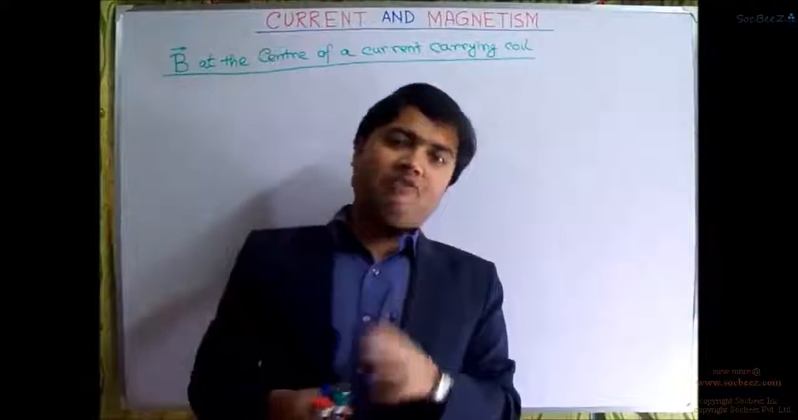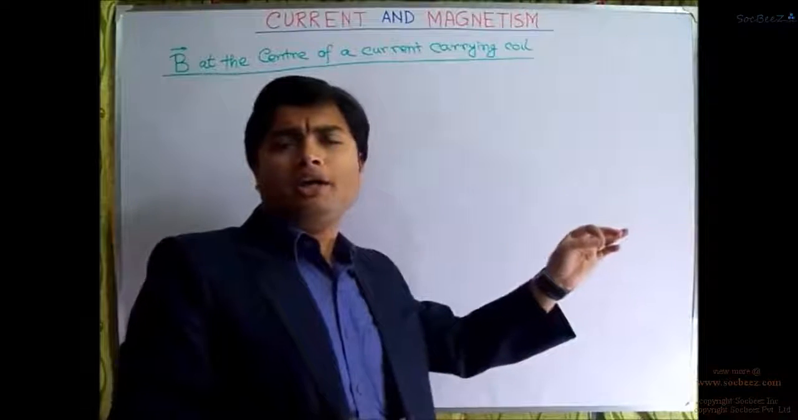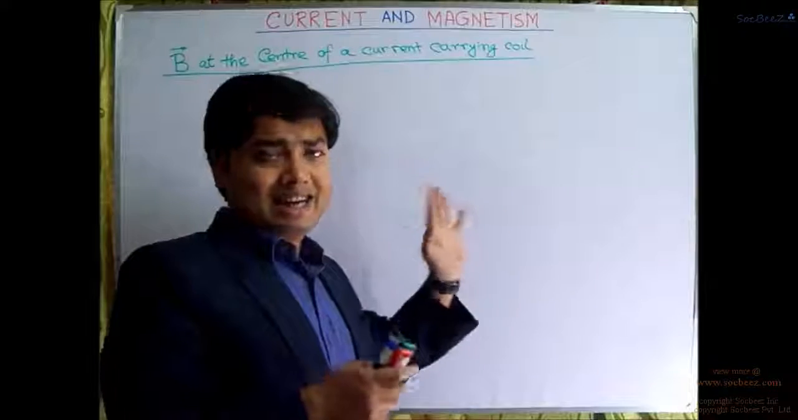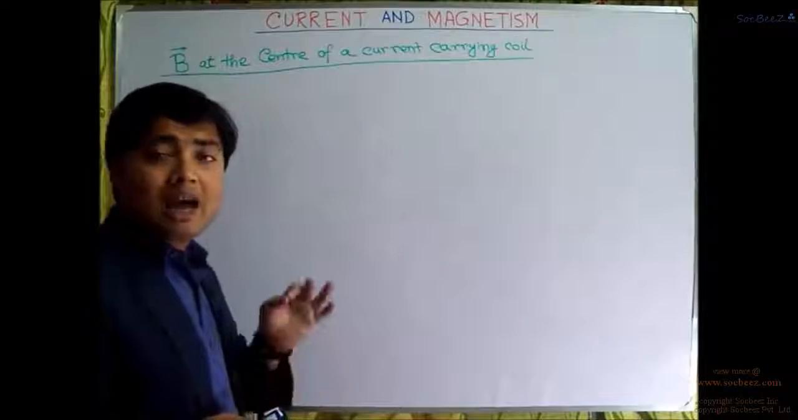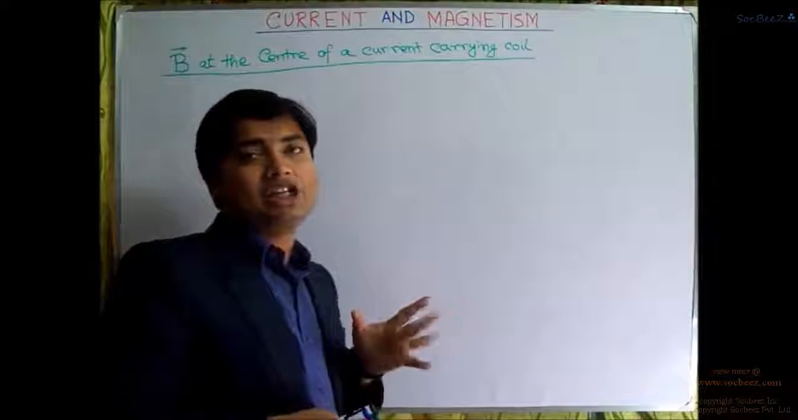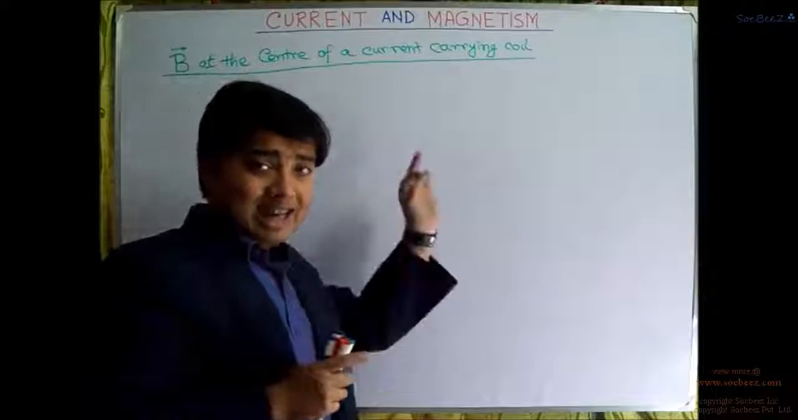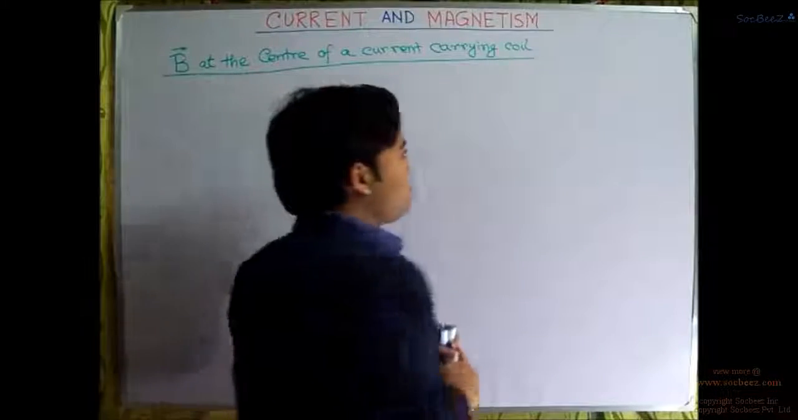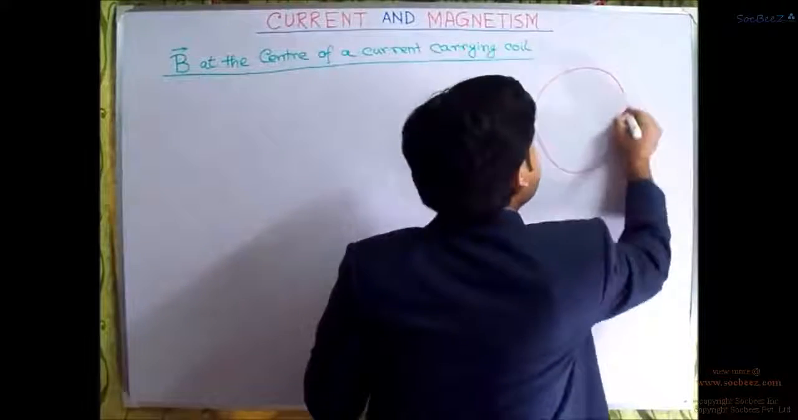Now, as we have discussed the magnetic field at any point due to a wire which is carrying current, right now our focus will be to find out the magnitude and the direction of B, or the magnetic field, at the center of a current carrying coil. First of all, let us draw the diagram for it.